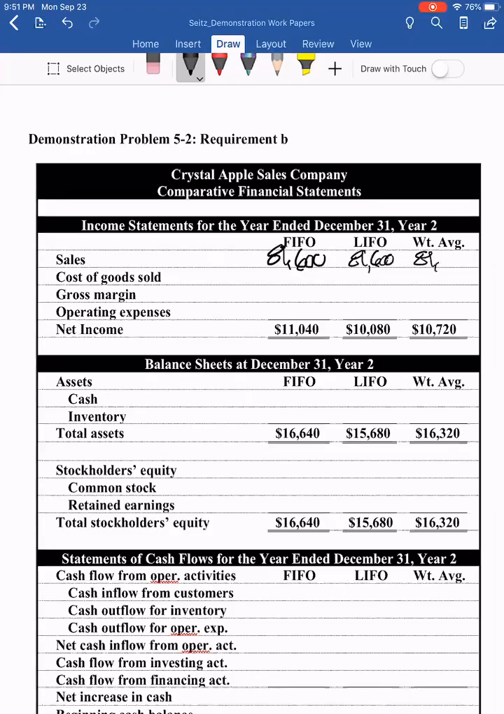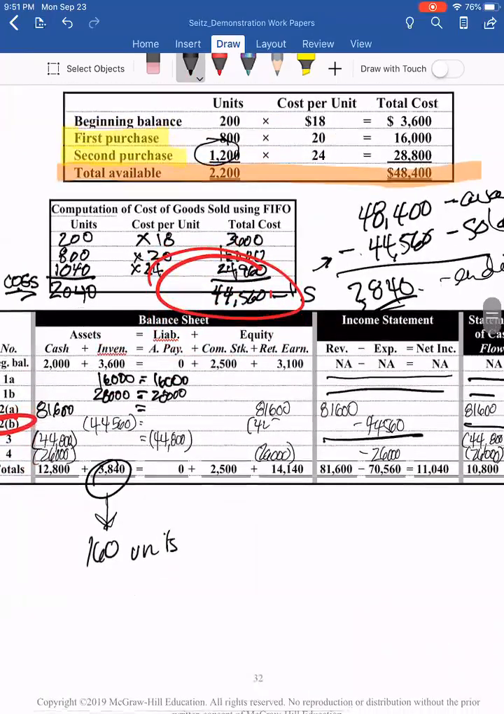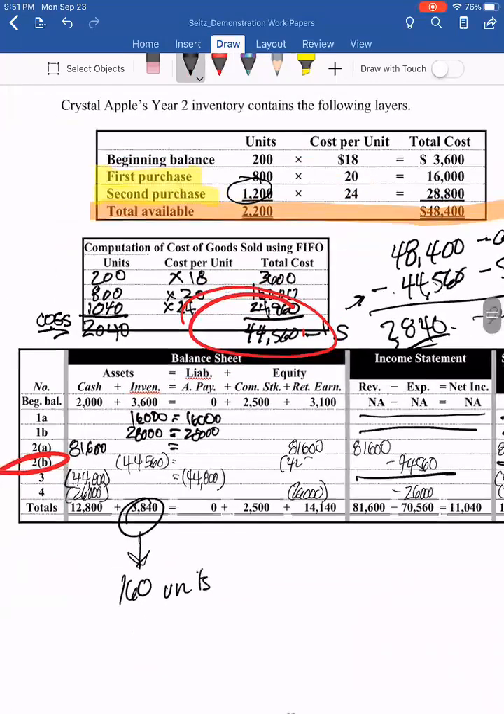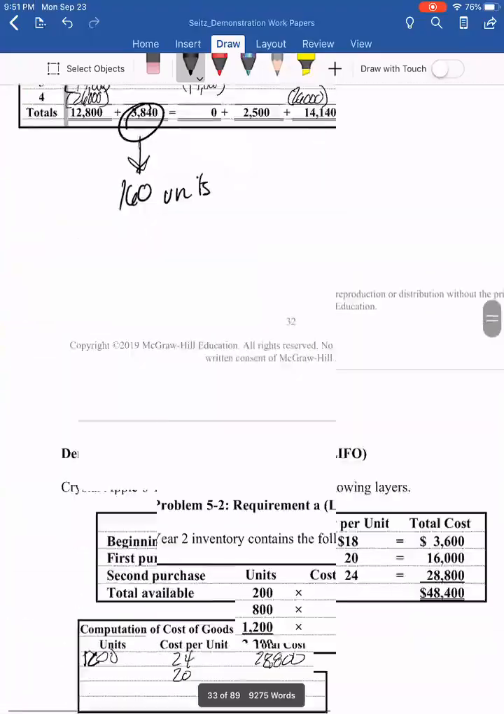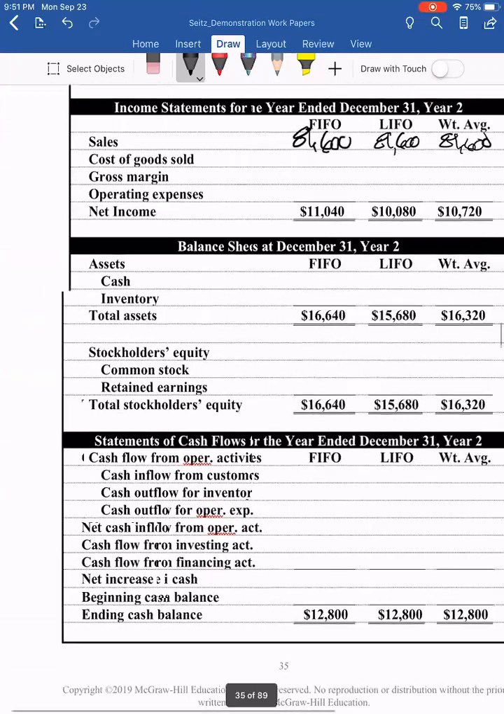81,600. That doesn't change. 81,600 doesn't change. So you remember it was right here in 2A. That was the number of crystal apples sold times the sales price, which I believe was $40 an apple, I believe. Okay. Now here's the big deal.